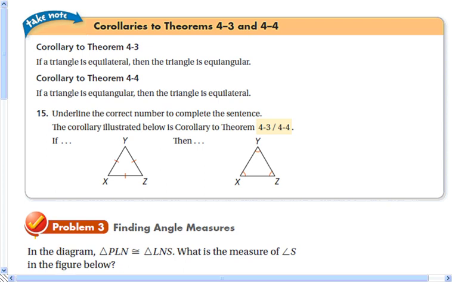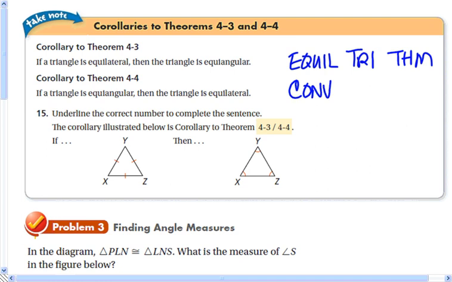Okay, here's some corollaries to that. These deal with equilateral triangles. If the triangle is equilateral, then the triangle is equiangular, and I think we'll just call that the equilateral triangle theorem. And then if a triangle is equiangular, then the triangle is equilateral. We'll call that the converse of the equilateral triangle theorem.